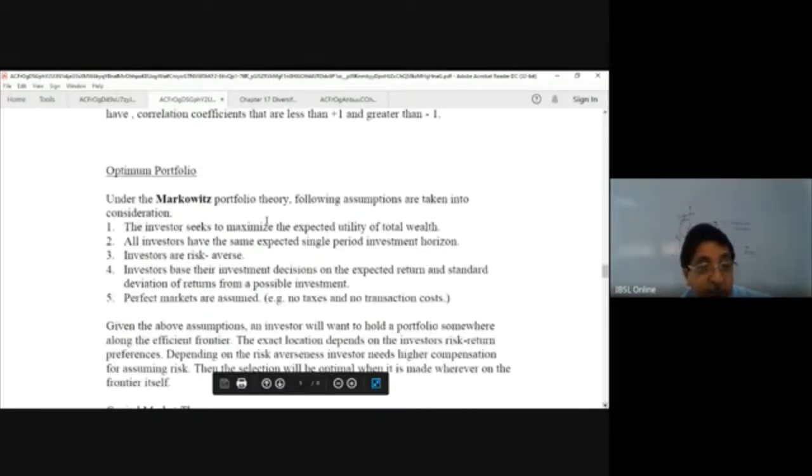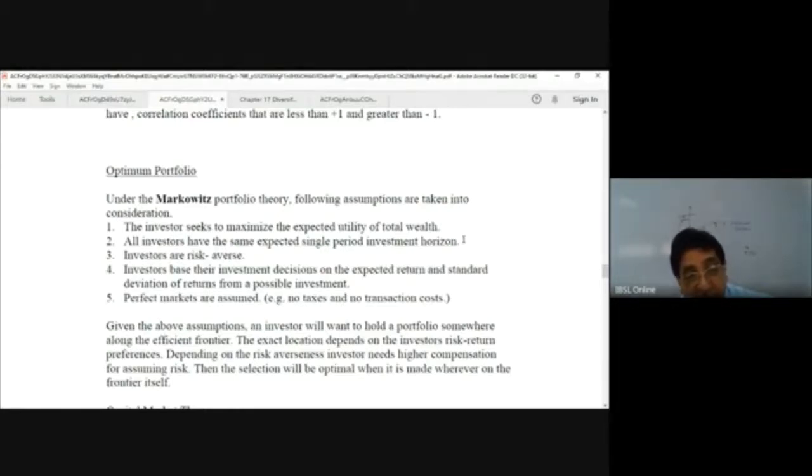Then this gives a description about optimum portfolio. Under the Markowitz portfolio theory, the following assumptions are taken into consideration. The investor seeks to maximize the expected utility of total wealth. All investors have the same expected single period investment horizon. So the investment horizon is the particular time period he likes to keep the things in the portfolio. Investors are risk averse. Investors base their investment decisions on the expected return and standard deviation of returns from a possible investment. Perfect markets are assumed.